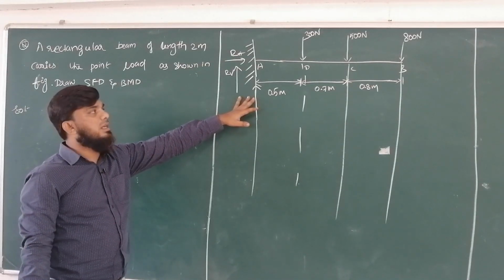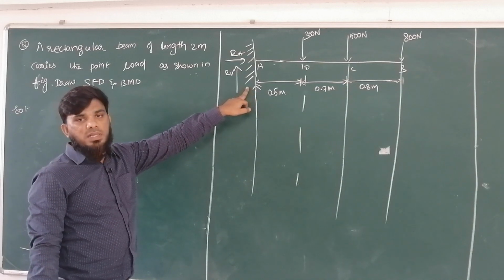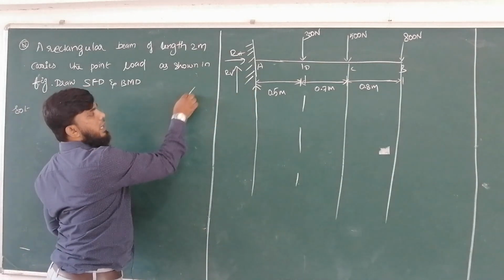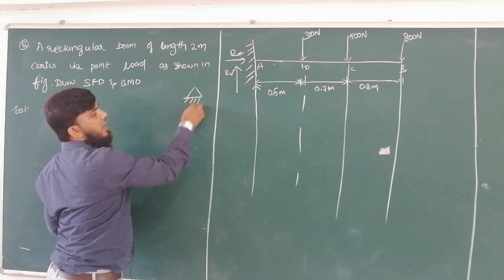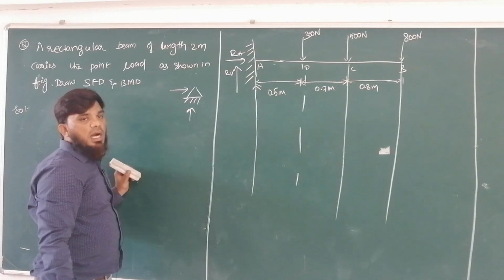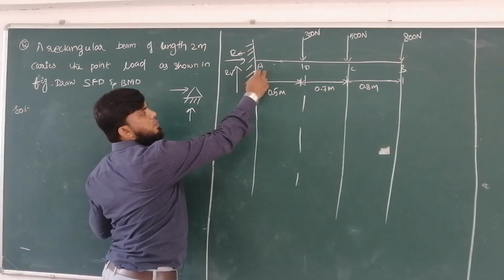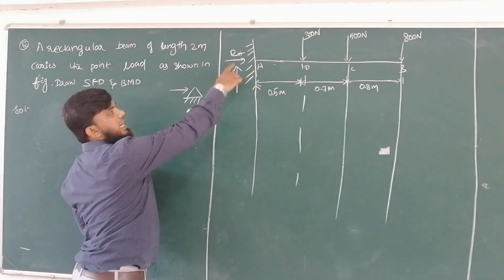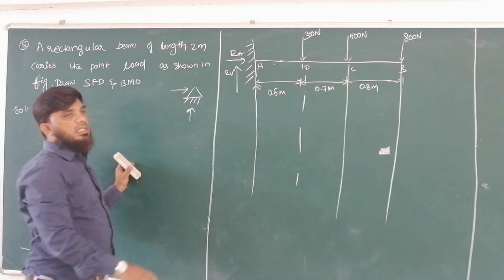A cantilever beam is nothing but a beam which has one side fixed, another side free. A fixed point will have two types of reactions: one is vertical reaction, another is horizontal reaction. Since this point A is fixed, we will have these two types of reactions.